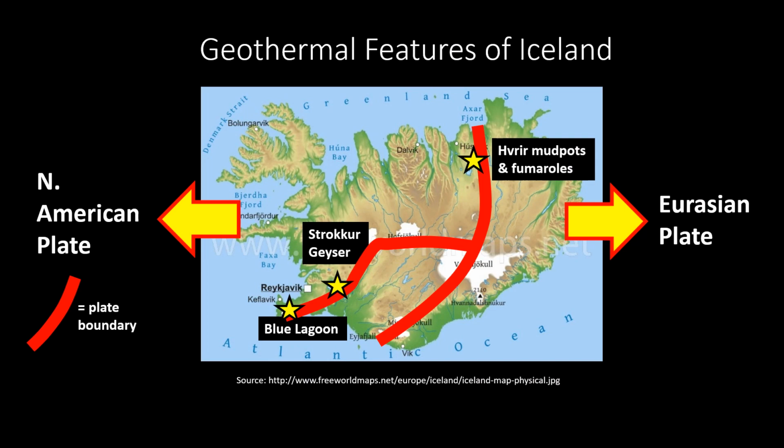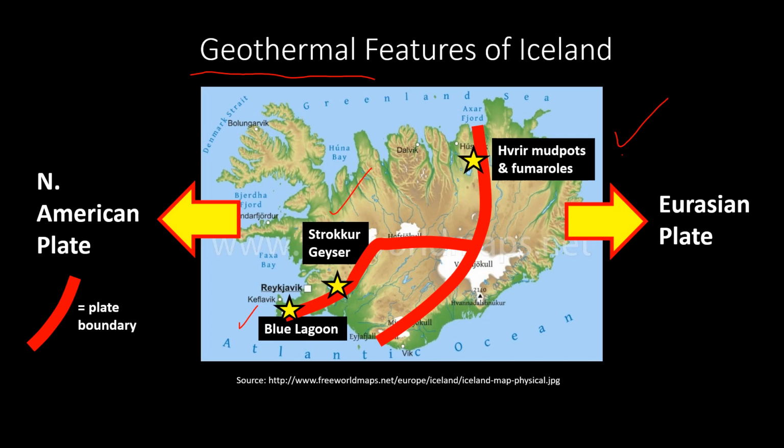Well, not only earthquakes and volcanism, but we can begin to make sense of so-called geothermal features in Iceland. That is, features related to hot water bubbling up from the subsurface. And again, the reddish areas here and here represent this sort of bifurcated or branching plate boundary. So we're going to, in the next few slides, visit these areas. The Blue Lagoon, which is a famous hot spring in Iceland, the Strokur geyser, and also some mud pots and gas vents known as fumaroles.